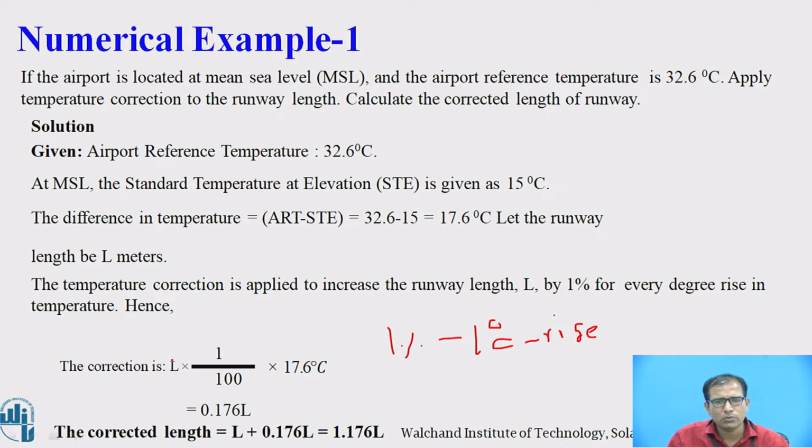L is taken as the original length of the basic runway. So 1% for 17.6 degrees comes to 0.176L, where L is the unknown here. So this is L plus 0.176L, which comes to 1.176L, the corrected length after applying the temperature correction.